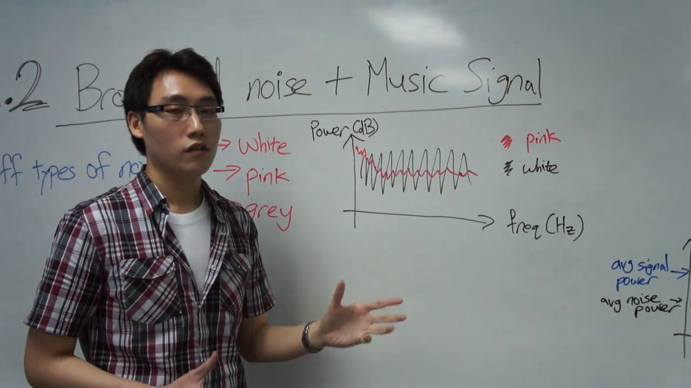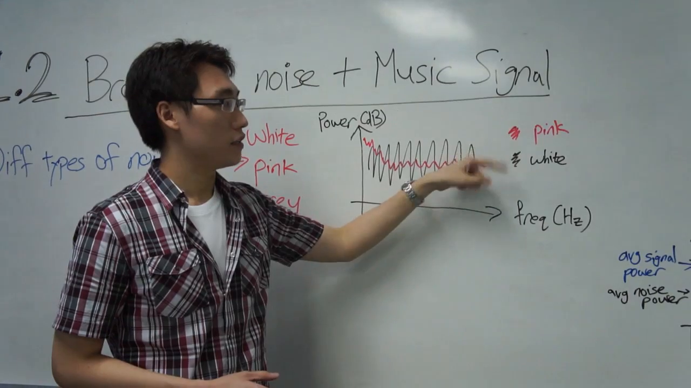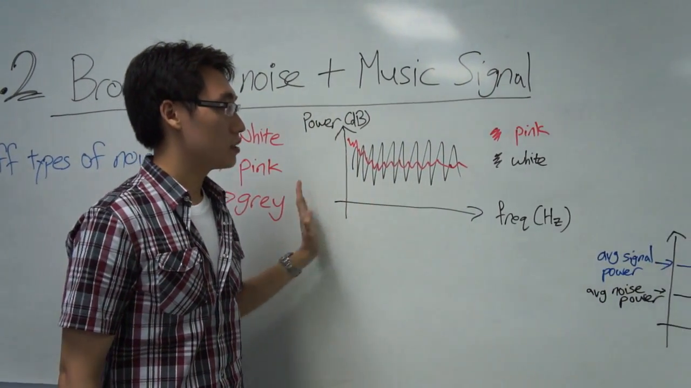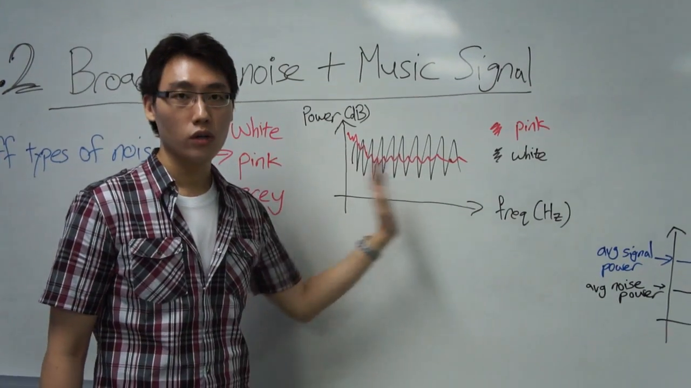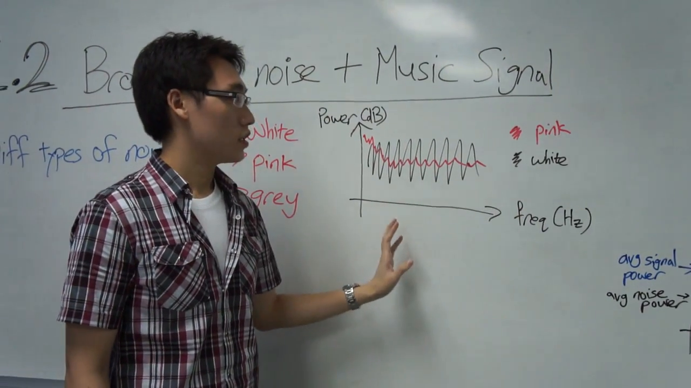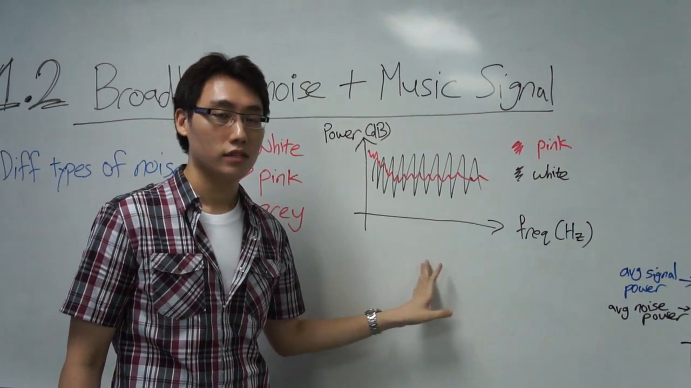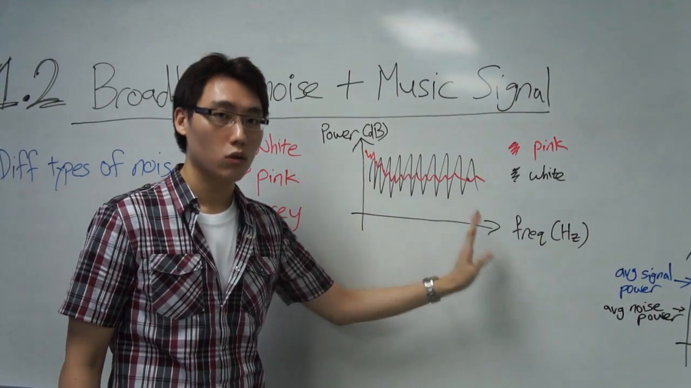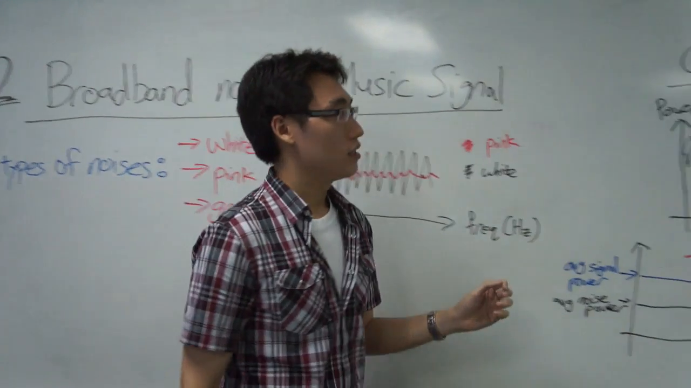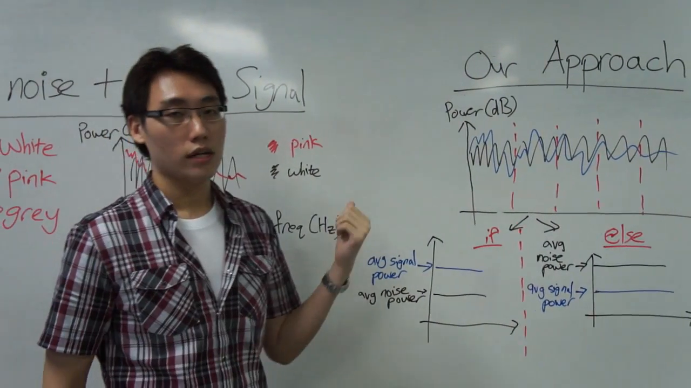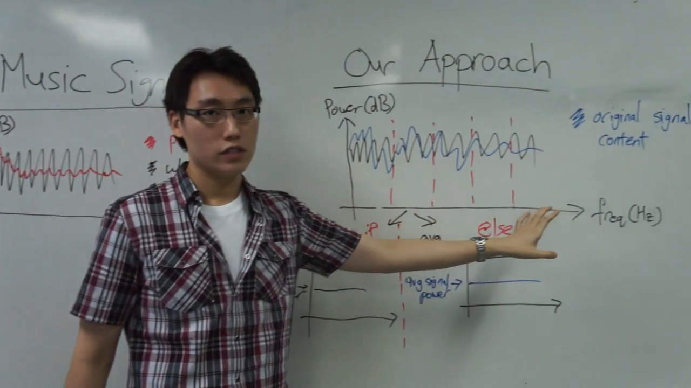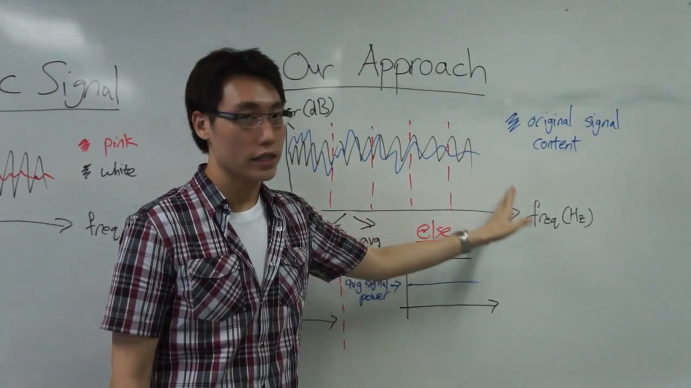But whichever kind of distinct characteristics they differ from each other, the fundamental thing is that broadband noise extends throughout the whole frequency range. And this is actually important in our filter design, because it's going to affect the signal throughout the whole spectrum. So our approach in targeting how to attenuate this noise to the greatest extent is to actually separate the frequency spectrum into different frequency bins.